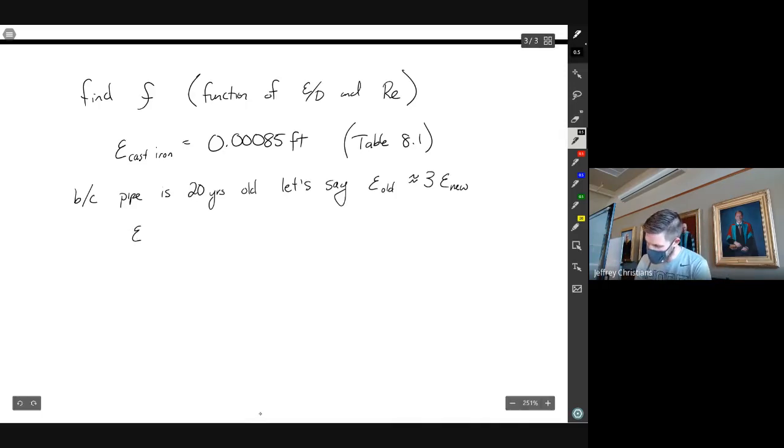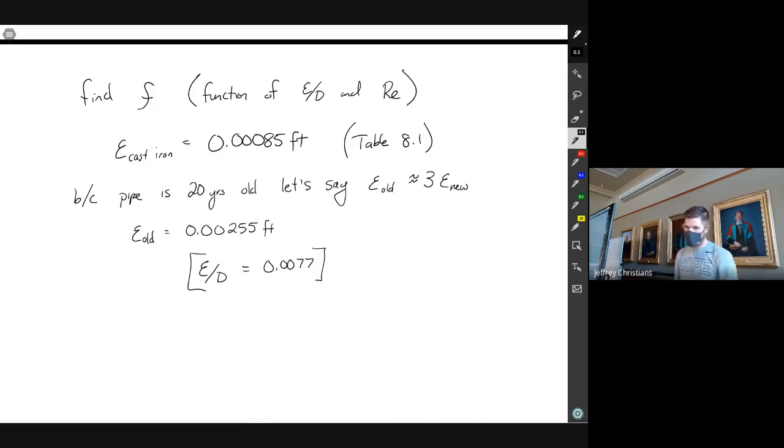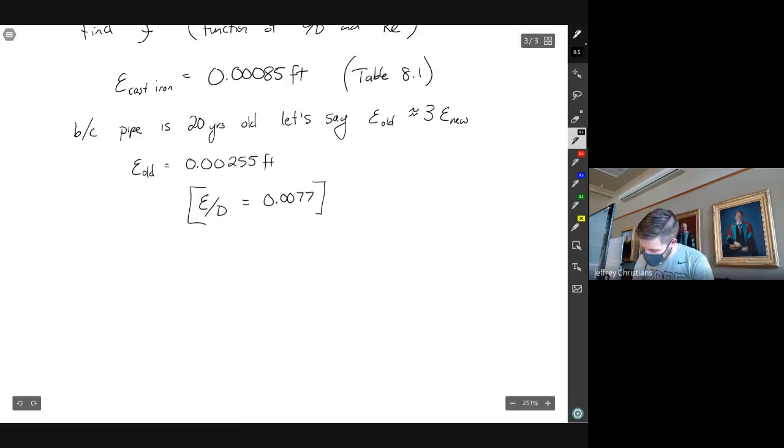So this would give us a roughness of 0.00255 feet. And the roughness over the diameter is 0.0077. So the Reynolds number is equal to rho v d over mu.